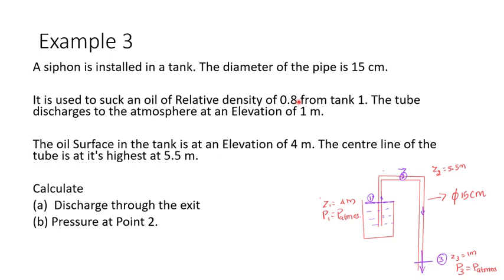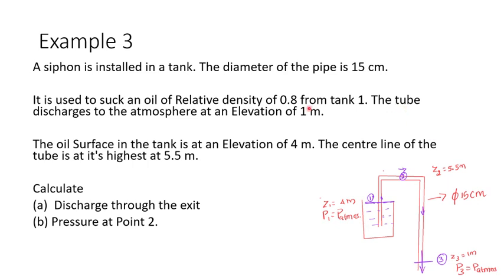What is relative density? Exactly, density of a liquid with respect to the density of water. And what is the density of water? Exactly, 1,000 kilogram per meter cube. So this oil has a relative density of 0.8 and it is open to the atmosphere. So P1, the pressure at section 1, I can just take to be atmospheric pressure, P atmos.